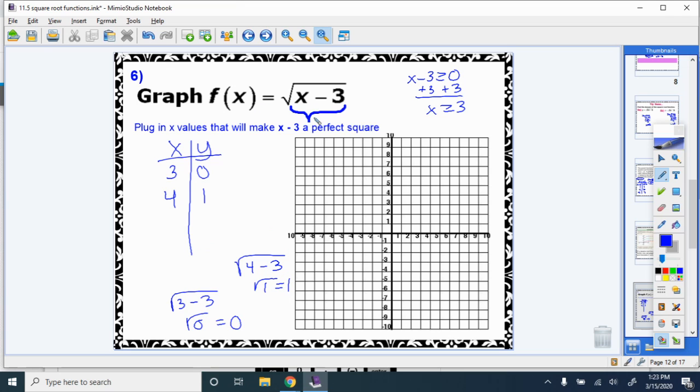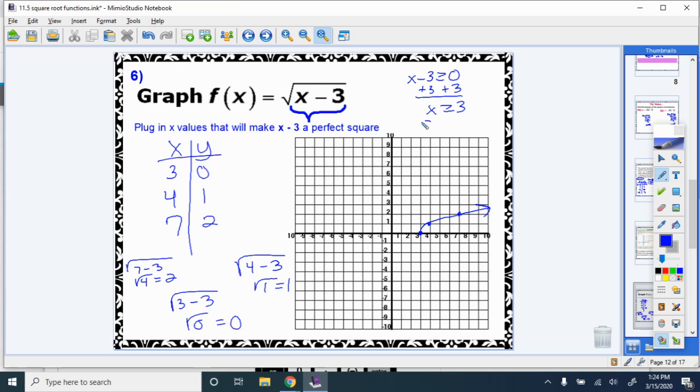Let's think about the next perfect square. We already did the square root of 0. We already did the square root of 1. The next would be the square root of 4. What minus 3 would give me 4 under the square root? It's a 7. The square root of 7 minus 3 is the square root of 4, which is 2. Now I have enough points to graph my square root function. (3, 0), (4, 1), (7, 2). And the curve only extends to the right.